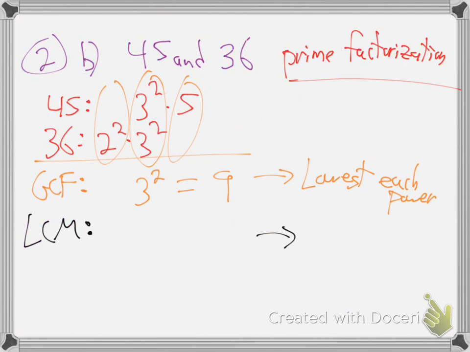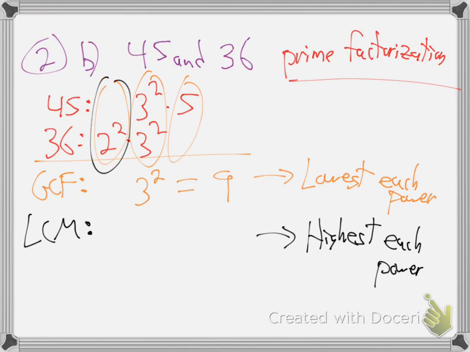Now, LCM, you take the highest. Because it's a bigger container that either one of them separately fits into. Not both at the same time. It's that you take the highest of each power. So when it comes to 2s, what's the highest amount I see? Well, 2 squared. When it comes to 3s, what's the highest amount? Well, 3 squared. When it comes to 5, what's the highest amount? Just a plain old 5. 20, is it 180?